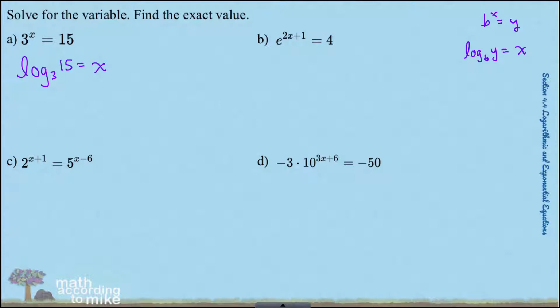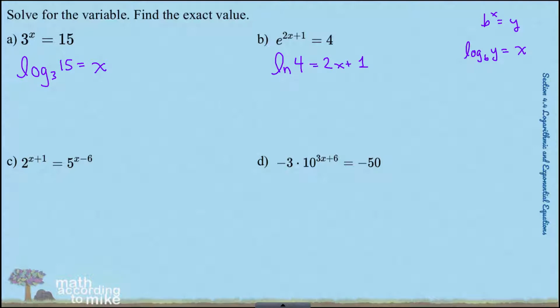That's it. Part B, e to the 2x plus 1 equals 4. We're going to turn this into a logarithm because, again, it's an exponential equation, but I can't easily write both sides with the same base. Since the base of the exponent is e, this turns into a natural log. Natural log of 4 equals 2x plus 1.